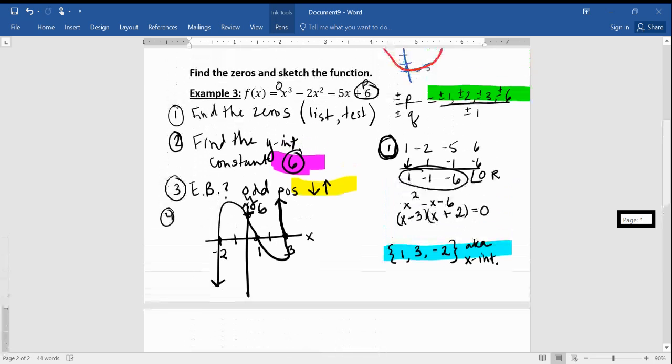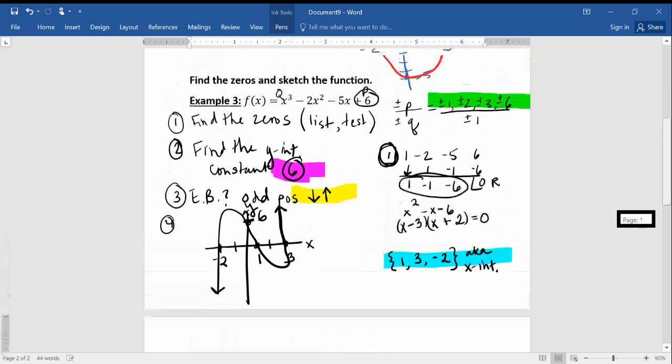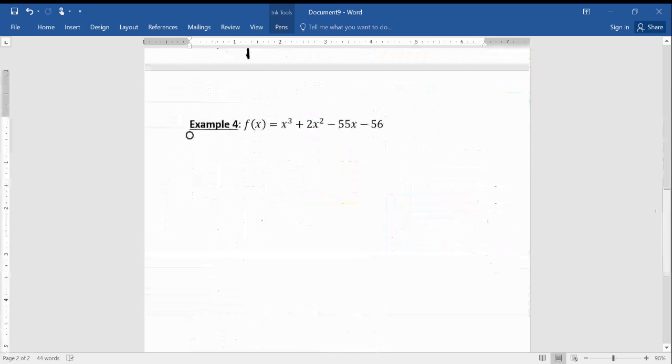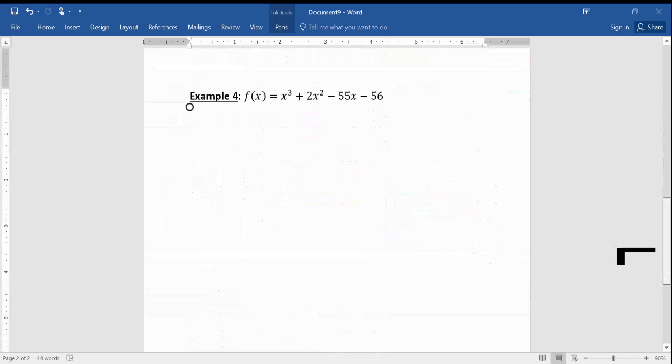We got one more example to do. All right, here we go. So we're going to do one more of these, and I have no idea how tough this one's going to be. It may be a little bit harder than I want it to be, but that's all right. First thing you want to do, find the zeros. Let's figure out what they are. So we're going to make our list.